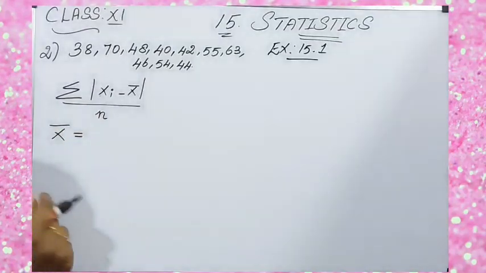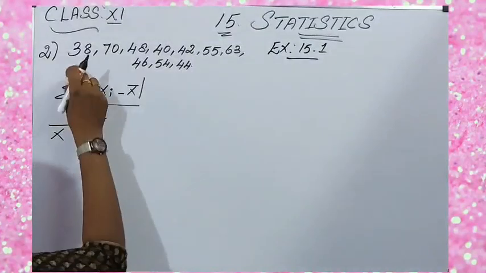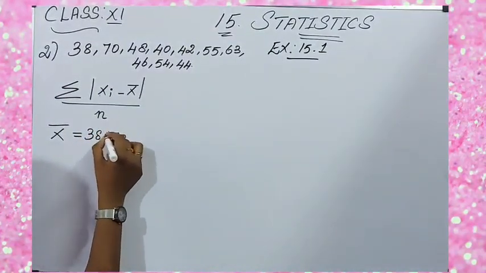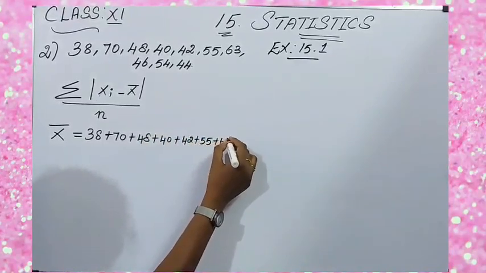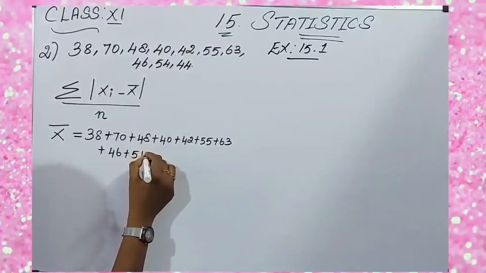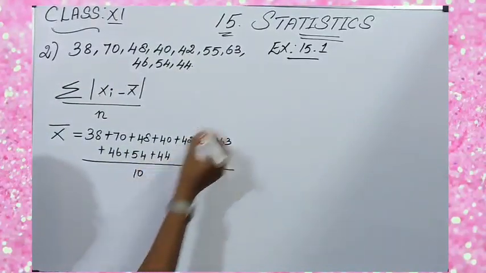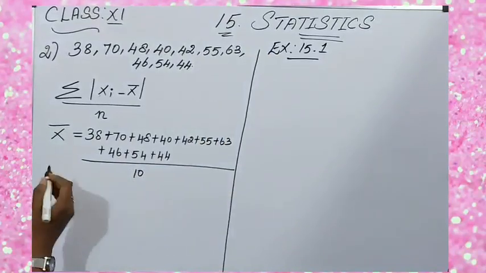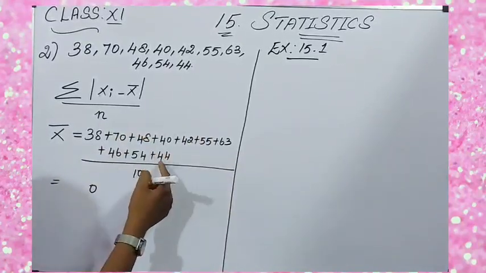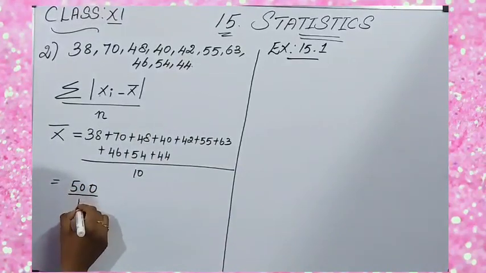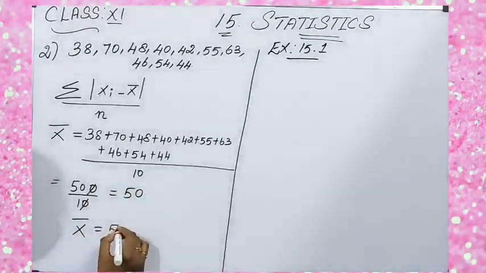So what is x bar, children? In your lower classes you would have studied that it is the arithmetic mean: the sum of the observations divided by the total number of observations. So the sum is 38 plus 70 plus 48 plus 40 plus 42 plus 55 plus 63 plus 46 plus 54 plus 44, divided by 10, since the total number of observations is 10. Adding them, we get 500 divided by 10, and the zeros cancel, so x bar is equal to 50.